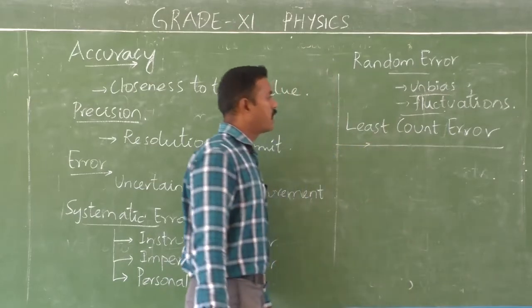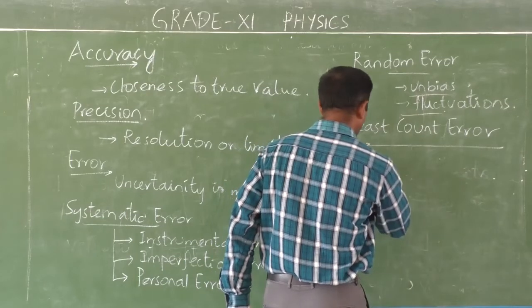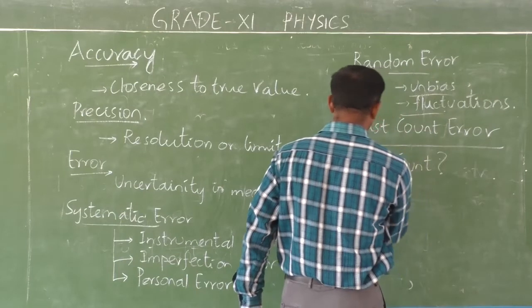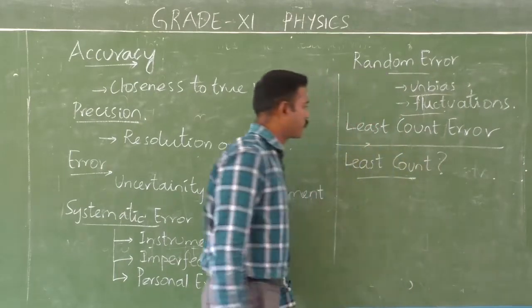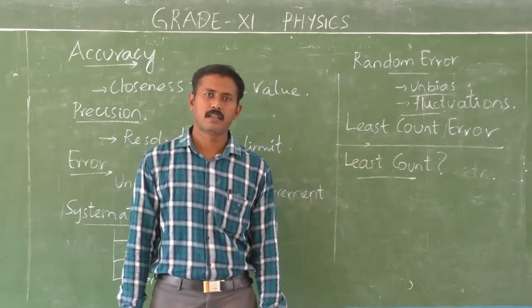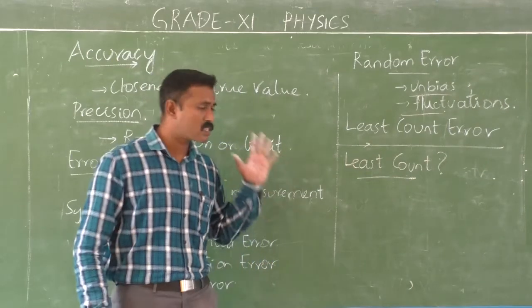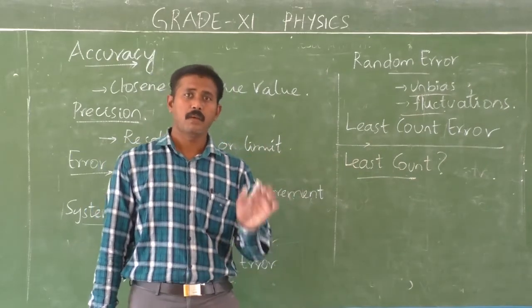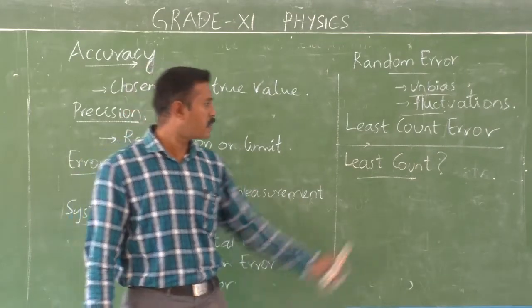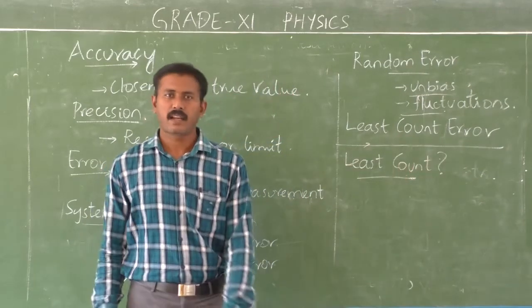Next one is least count error. What is least count? The lowest value that can be sensed by the instrument, we call it the least count, or the lowest value that can be measured by an instrument is called the least count. The error coming from the least count also comes under the random error.